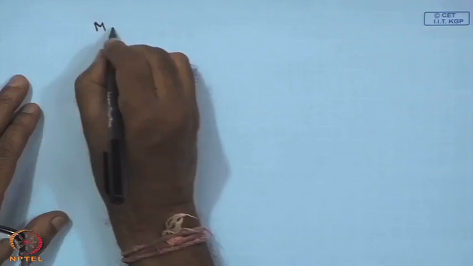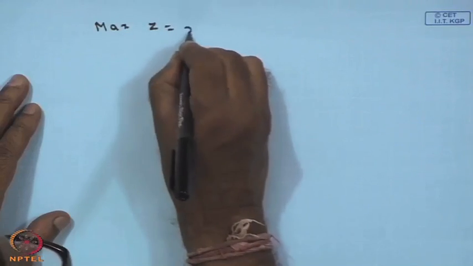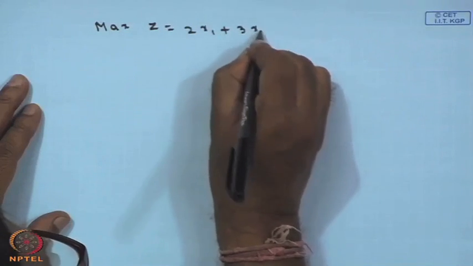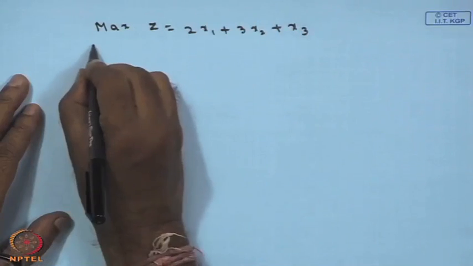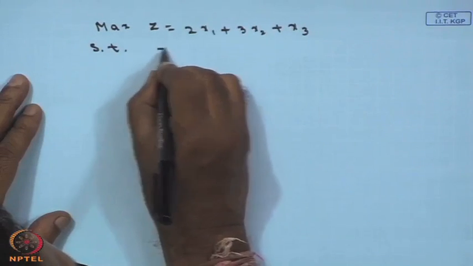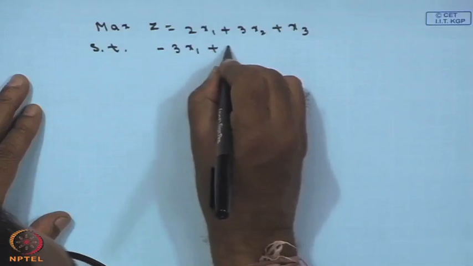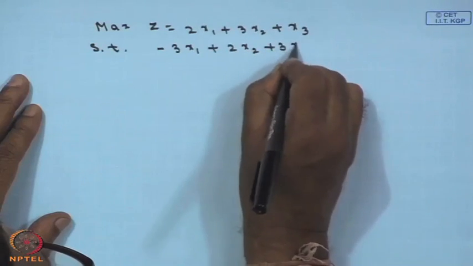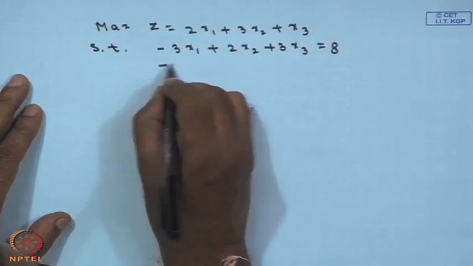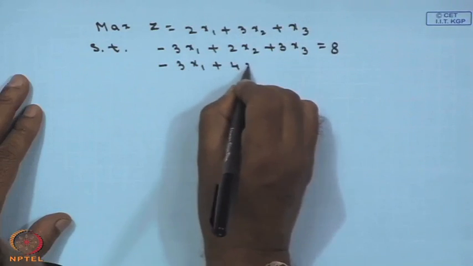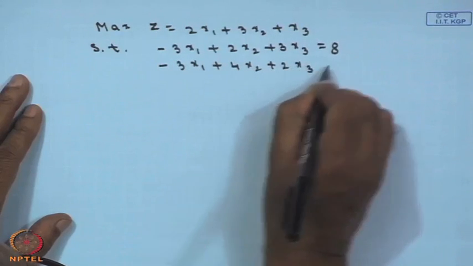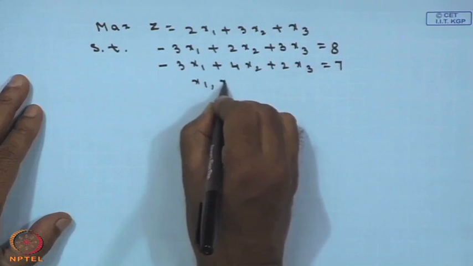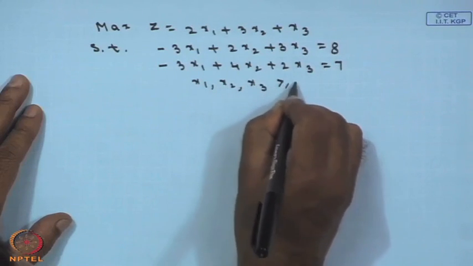Let me just see one more problem. Just see this problem. Maximize z equals twice x 1 plus thrice x 2 plus x 3. This is little different, subject to minus thrice x 1 plus twice x 2 plus thrice x 3 equals 8, minus thrice x 1 plus 4 x 2 plus 2 x 3 equals 7, x 1, x 2, x 3 greater than equals 0.